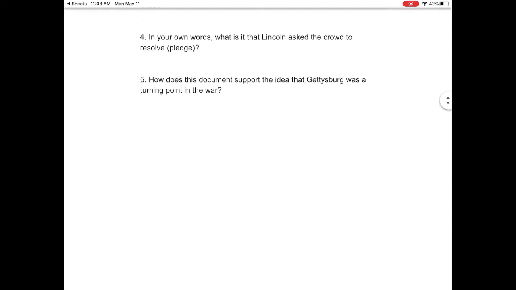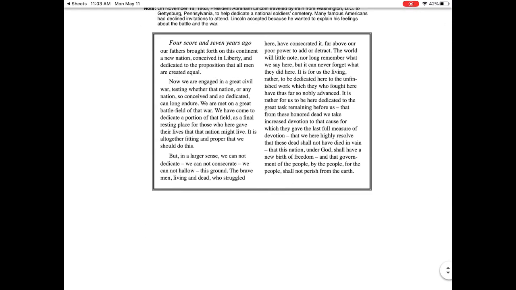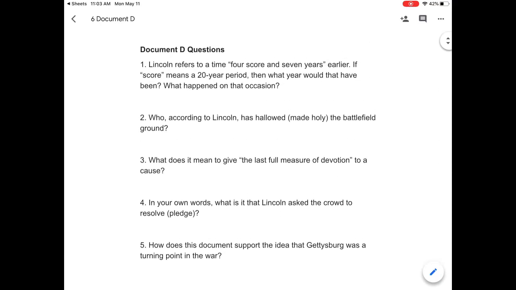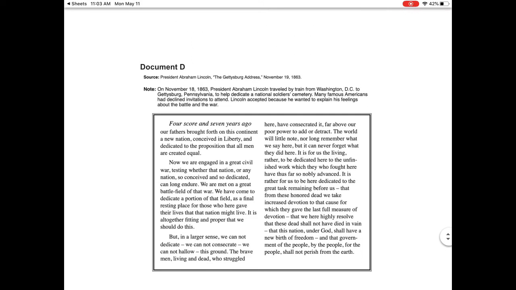So, once again, the document is down here. Okay, bit of a space here, and the questions are up here. So let's take a look at this document. This is the Gettysburg Address from President Abraham Lincoln.